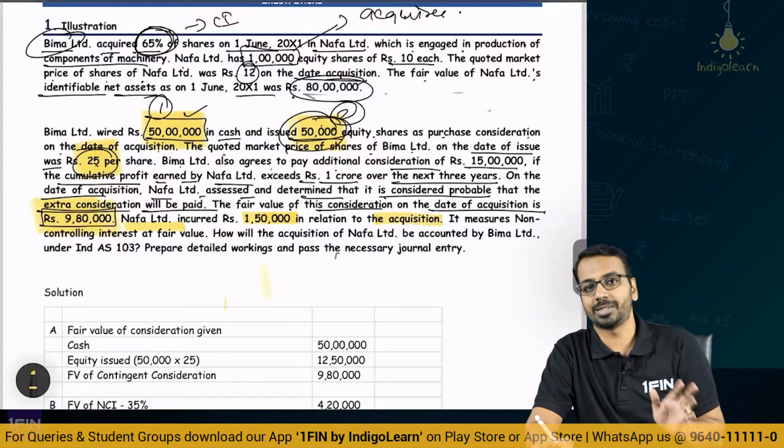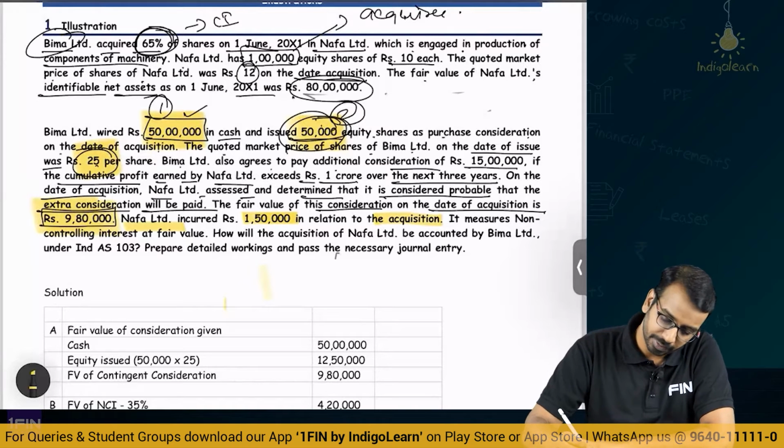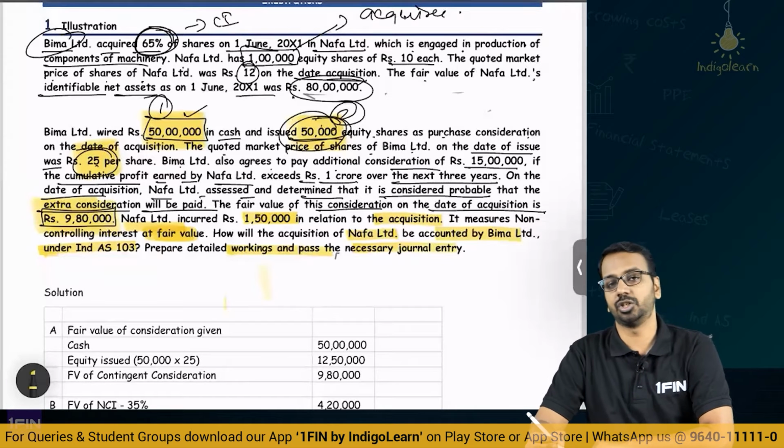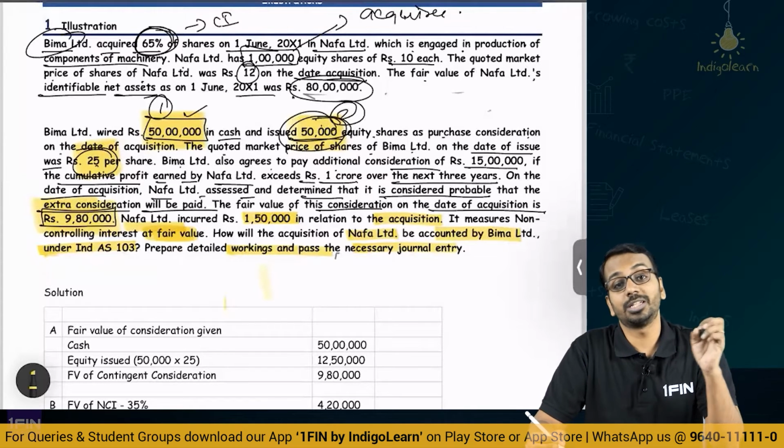You cannot show it as a part of purchase consideration. It measures non-controlling interest at fair value. How will the acquisition of NAFA Limited be accounted by Bima Limited under Ind AS 103? Prepare workings and pass necessary journal entry. First, we have to see what is the purchase consideration.